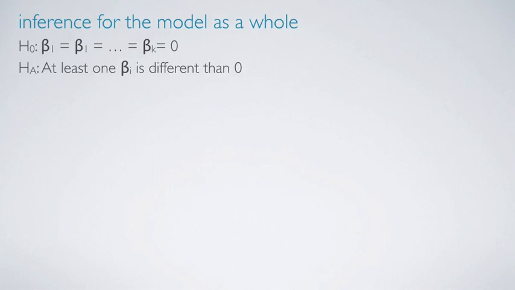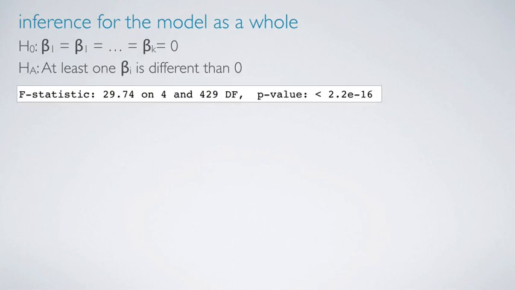First, we will do inference for the model as a whole. Here, our null hypothesis is that each one of the slope variables is equal to 0. In other words, none of the explanatory variables is a significant predictor of the response variable. And the alternative says that at least one of the slopes is different than 0. The test statistic that we use here is an F statistic, and this output simply comes from the bottom of the regression output that we saw on the previous slide.